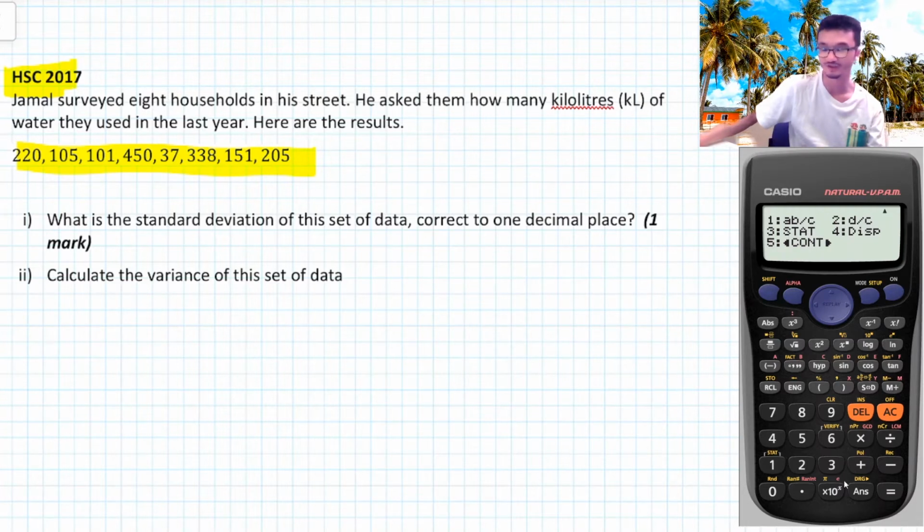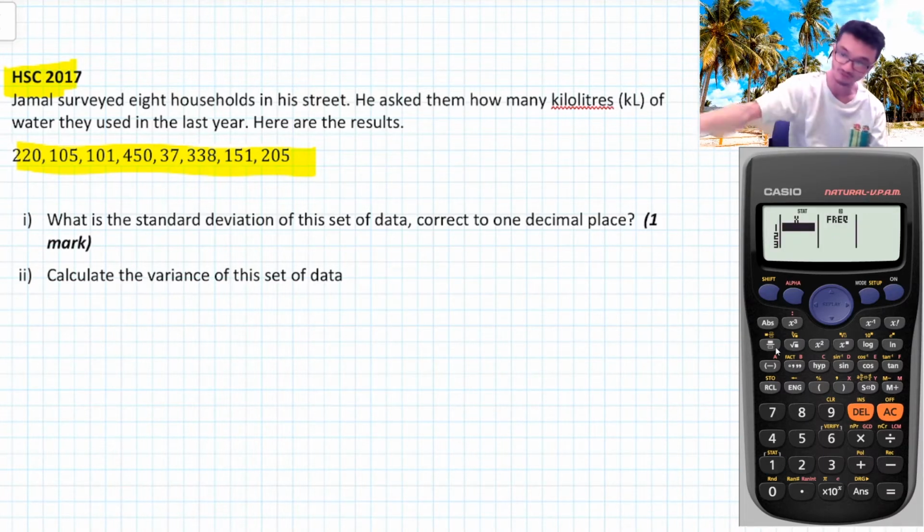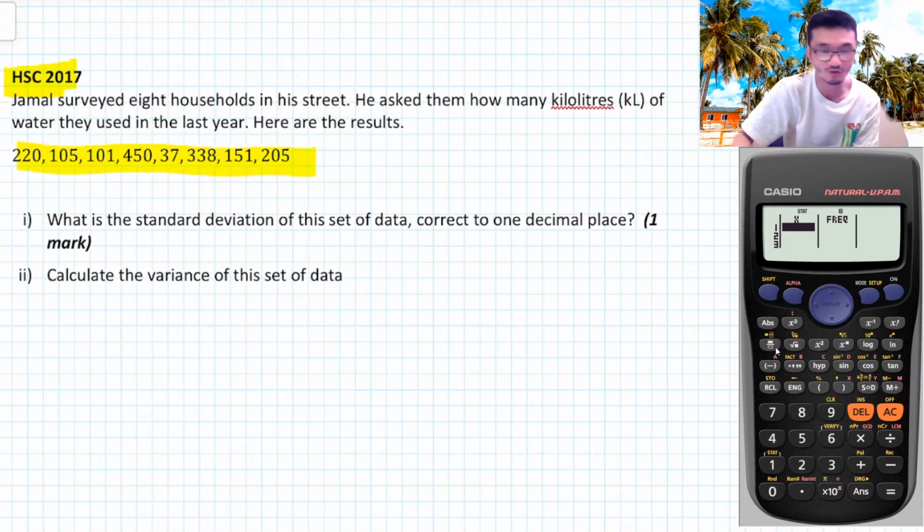I want you to press 3 for stat, okay, and I want you to turn frequency on, so press 1 for that. And what that gives us is this little second column over here, which is going to be much more useful for us when we input data with frequencies as well. Okay, so that's just to get that out of the way.